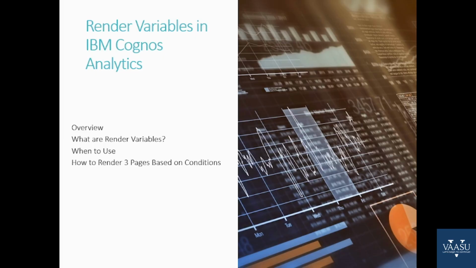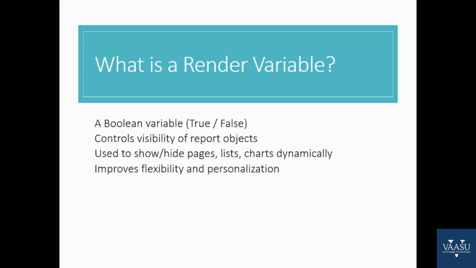Hello everyone. Today we are going to understand one of the most important and powerful layout control features in Cognos, that is render variable. Render variable allows us to dynamically control what users see in a report. Instead of creating multiple reports, we can create one intelligent report that changes based on conditions.